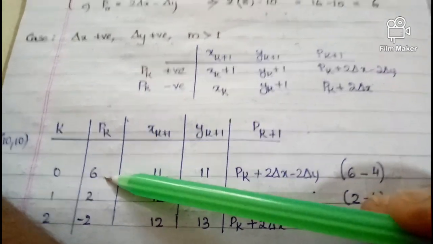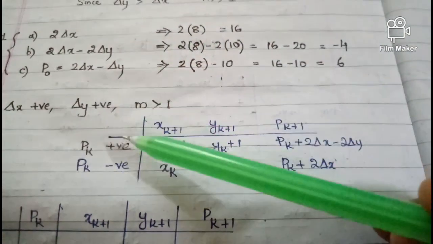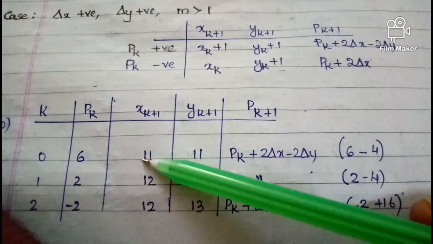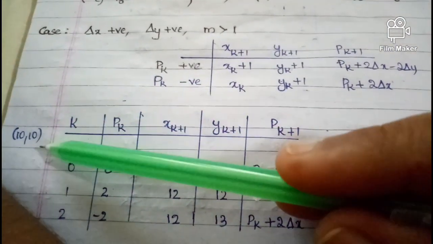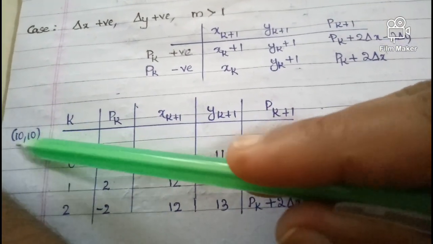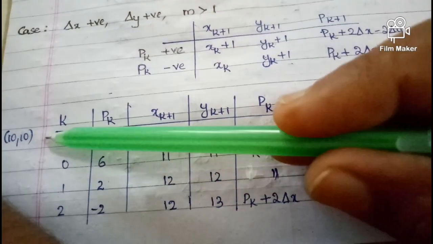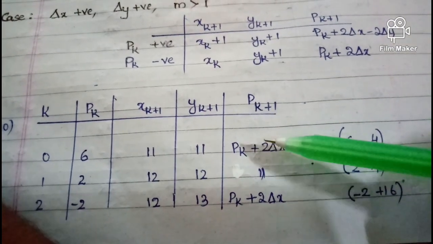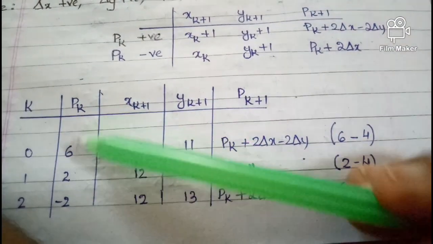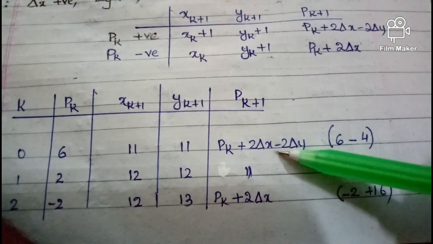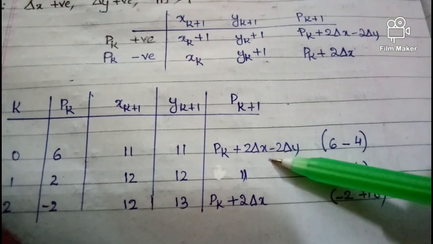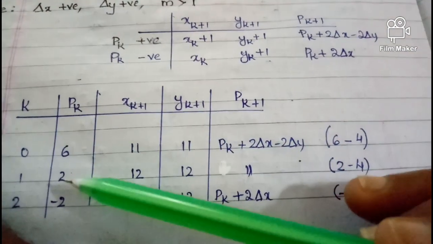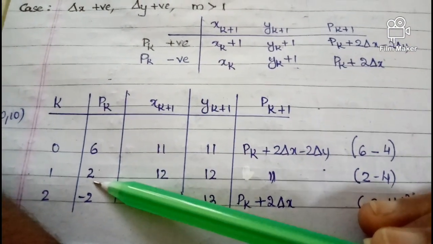Since pk is positive, what should we do? When pk is positive, x and y should increment. Since this is positive, both these incremented from the starting point 10, 10. From 10 x incremented and from 10 y also incremented. Now compute the value of pk plus 1. How? If pk is positive, then this is the equation for finding pk plus 1. Using this equation, find the value of pk plus 1, which is 6 plus minus 4, and that is 2. It is written over here in the next row.